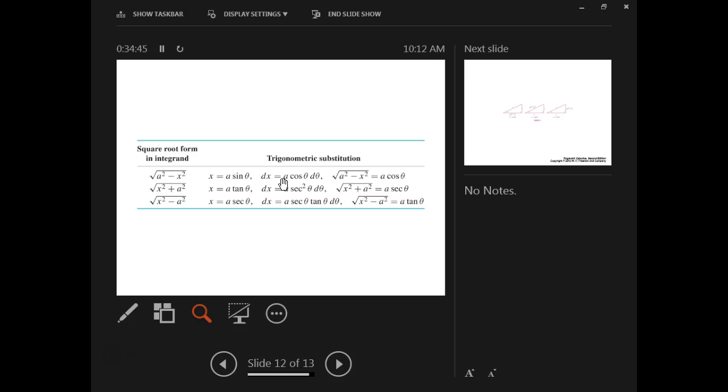This will be the tangent substitution. This will be your secant substitution. You do your dx's there, and you also reconstruct this to be a cosine theta, this to be a secant theta, and this to be a tangent theta when you do this substitution. All right. That was just review.